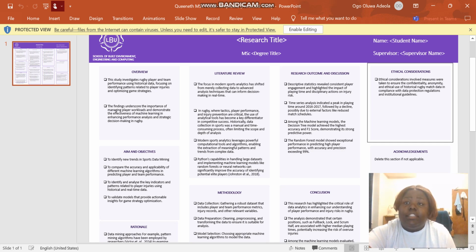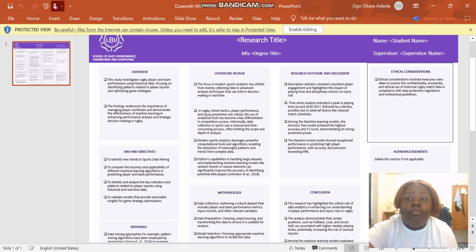The third objective, which is to evaluate the models that provide actionable insights for the game. For this objective, I aim to validate the models that provide actionable insights for game strategy optimization. I first of all define the features and target specifically for game strategy optimization.